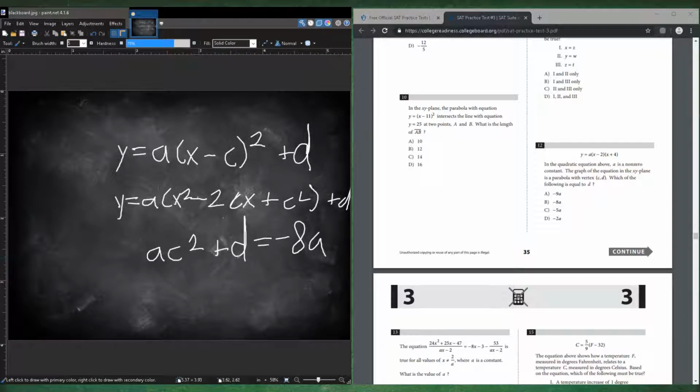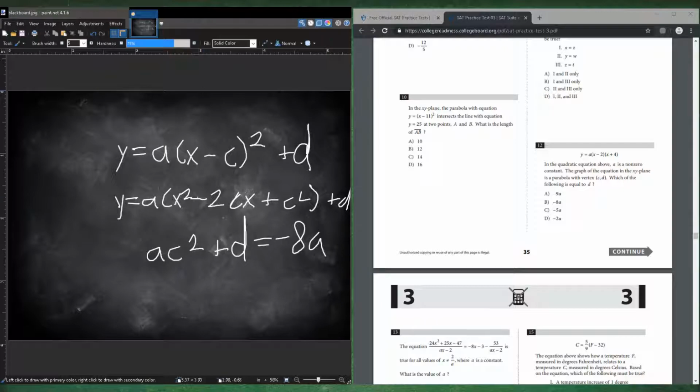Wait, no. We need to find... I mean, yeah, because the constant term... I mean, not the answer is B. I forgot. A c squared plus d is equal to negative 8a. So we need to find out what a c squared is because we need to take that out. So we don't know what our term for the x squared term is.